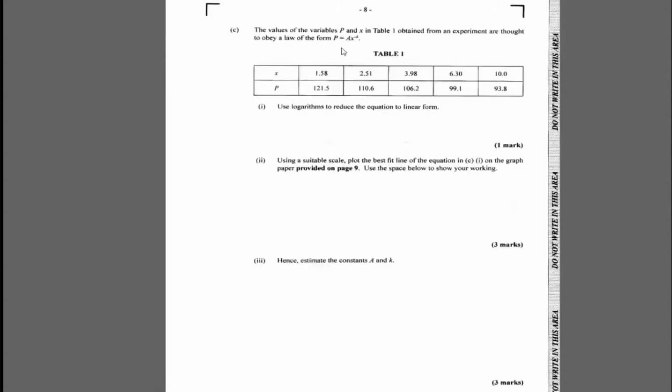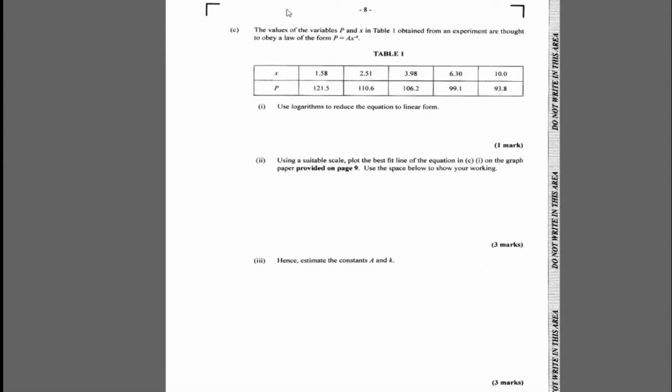All right, now part C says the values of the variables p and x in table 1 are obtained from experiments that are thought to obey a particular law. It says p is equal to a times x to the minus k. And it gives us the values of x and p at some point in time. It says use logarithms to reduce the equation to linear form.